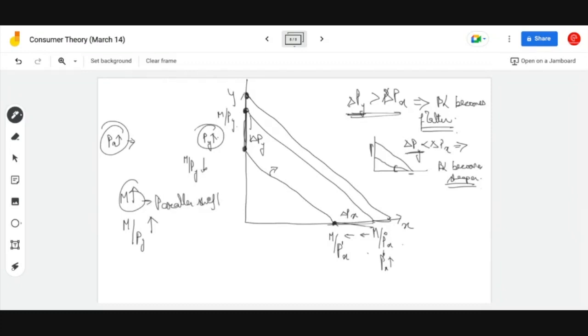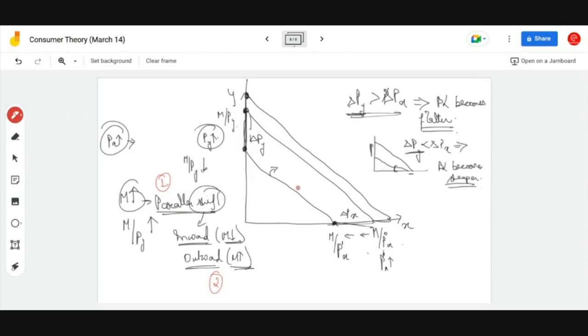Parallel shift. Whether this shift is inward or outward: it will be inward when M falls. Outward when your income is increasing, there will be an outward parallel shift. When your income is decreasing, a parallel inward shift. This is clear? Yes, sir. Next, so this is case one when your budget line is changing.